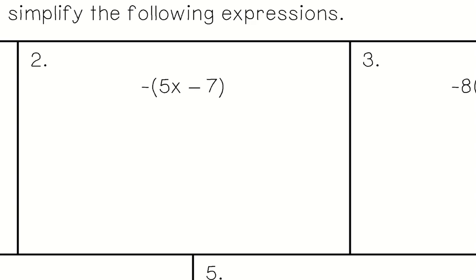All right, same thing on number 2. Notice in front of the parenthesis, I have a negative sign, but there's not a number there. That number is an understood 1. So if you need to put a 1 in front to help you out, make sure you do that. So we need to multiply negative 1 times both terms inside the parenthesis. So we're going to do negative 1 times 5x. So negative 1 times 5 is going to be negative 5x. And then negative 1 times negative 7, a negative times a negative, remember, is a positive. So this would simplify to negative 5x plus 7.